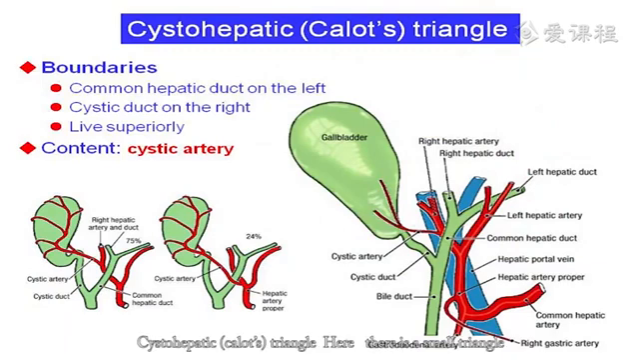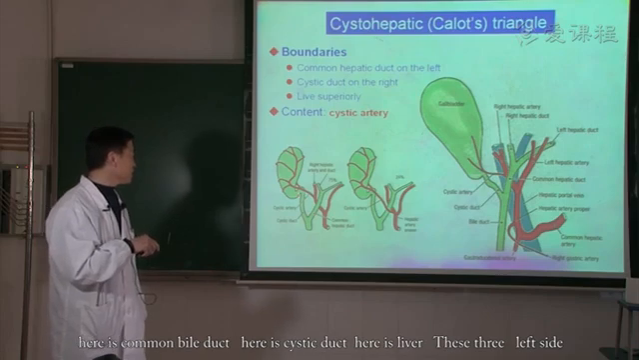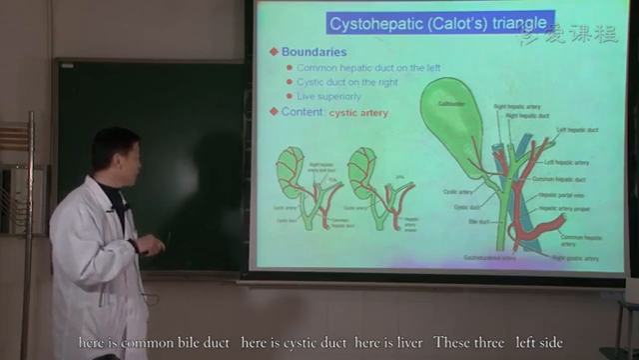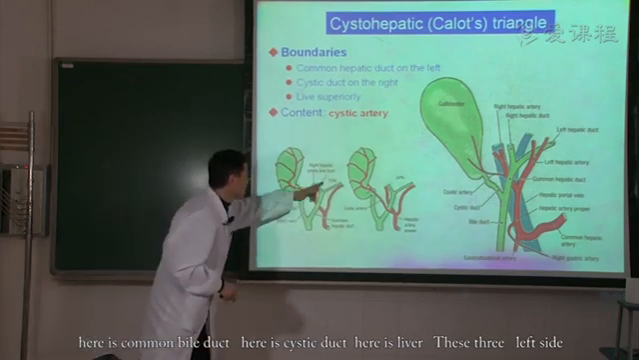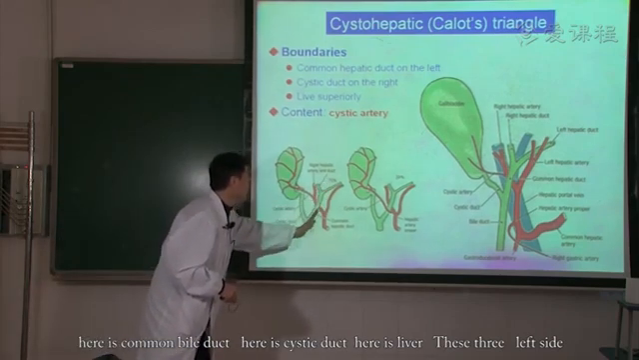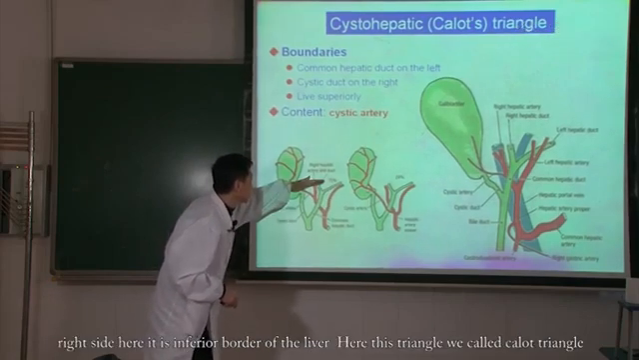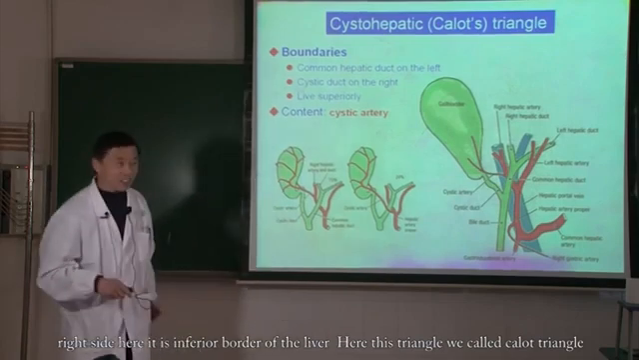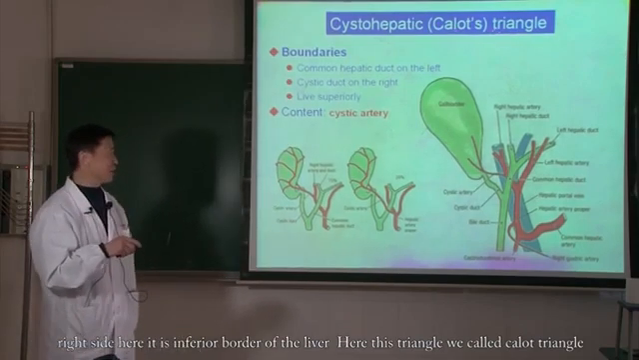Cystohepatic. Here, there is a small triangle. Here is the common bile duct. Here is the cystic duct. Here is the liver. Here, lateral, medial, left side, right side. Here is the inferior border of the liver. This triangle we call the Calot triangle.